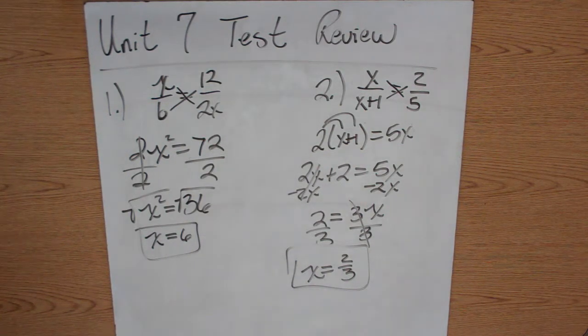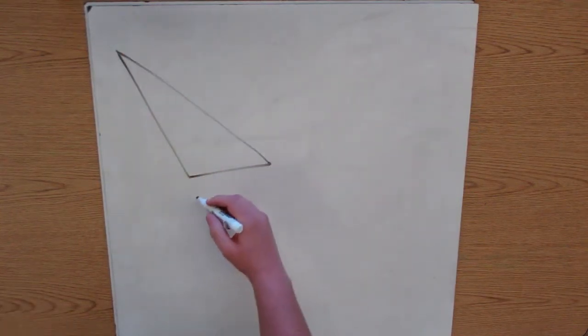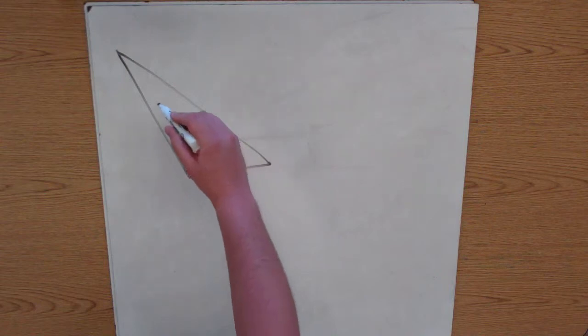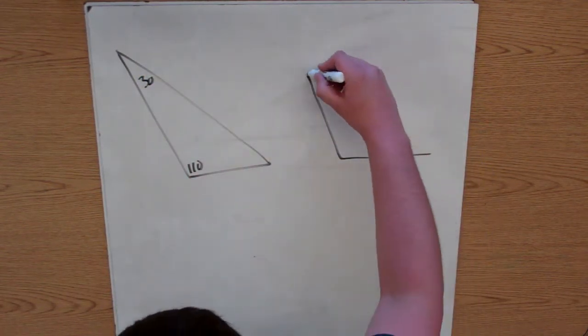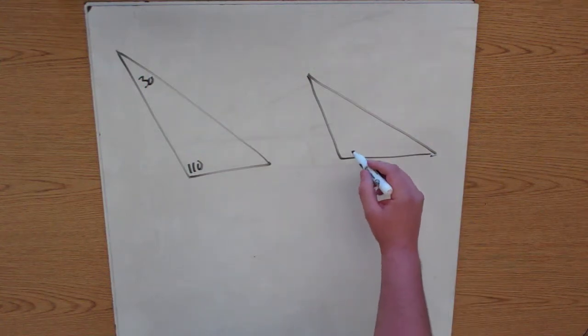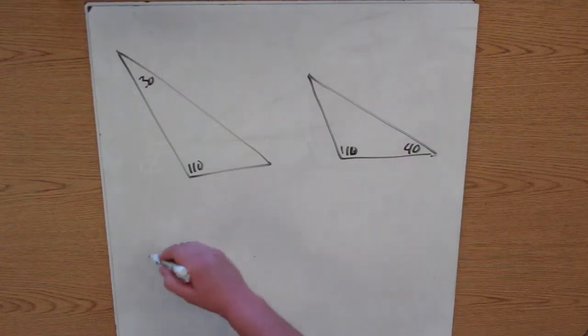Alright? Now let's look at number 3. Number 3, we have two obtuse triangles here. One of them looks like this. We have 110 and we have 30. And the other one is a little smaller. We have 110 and this angle is 40.